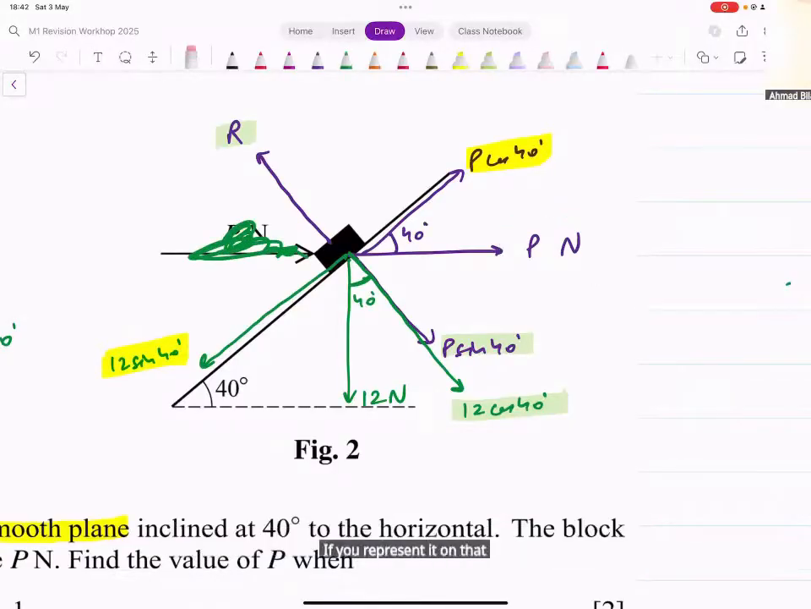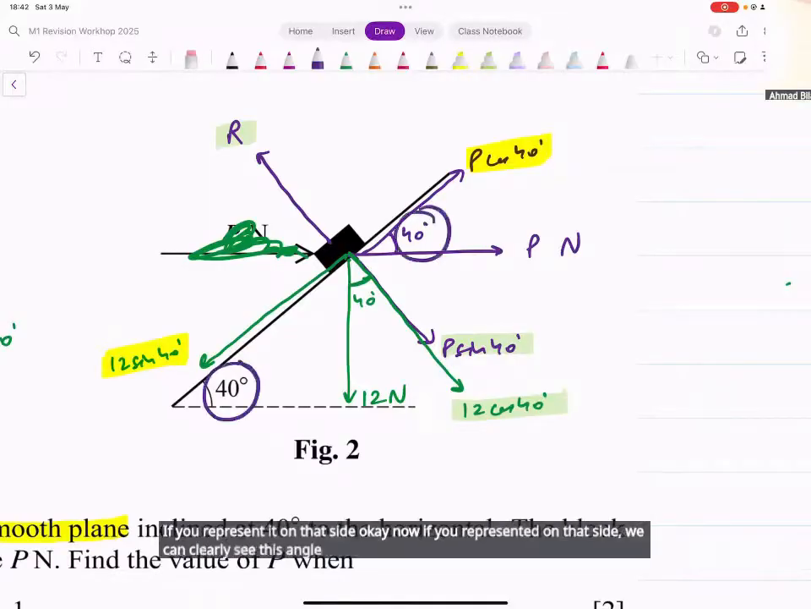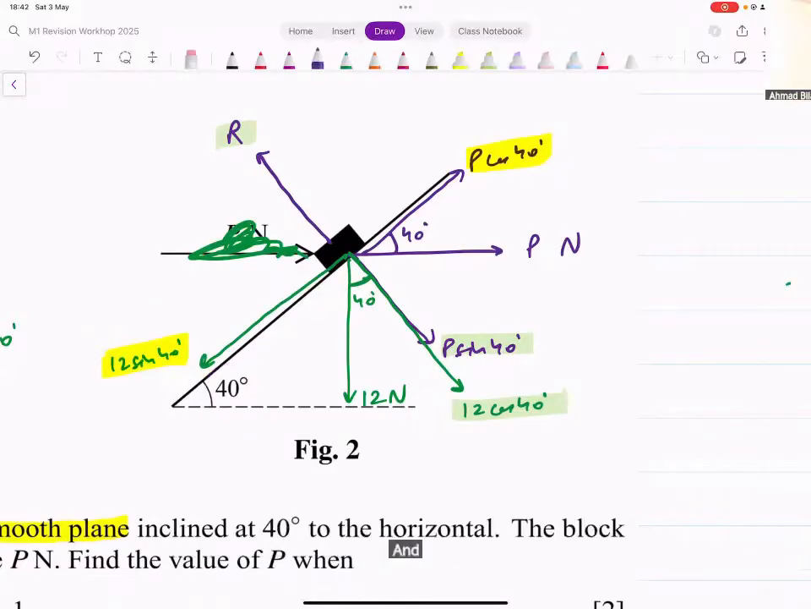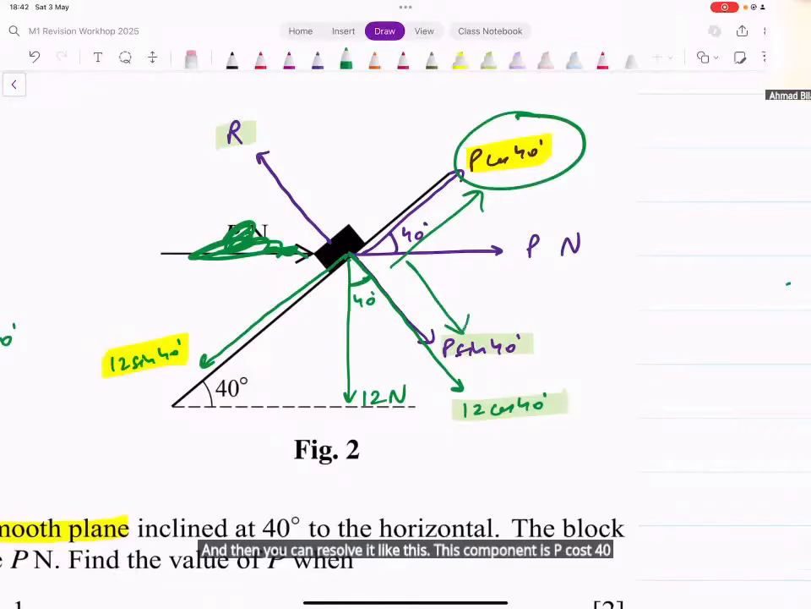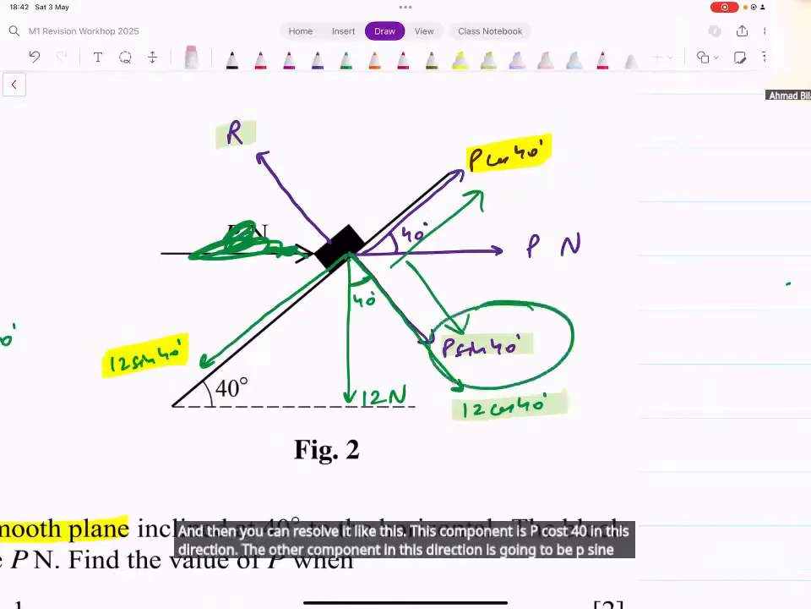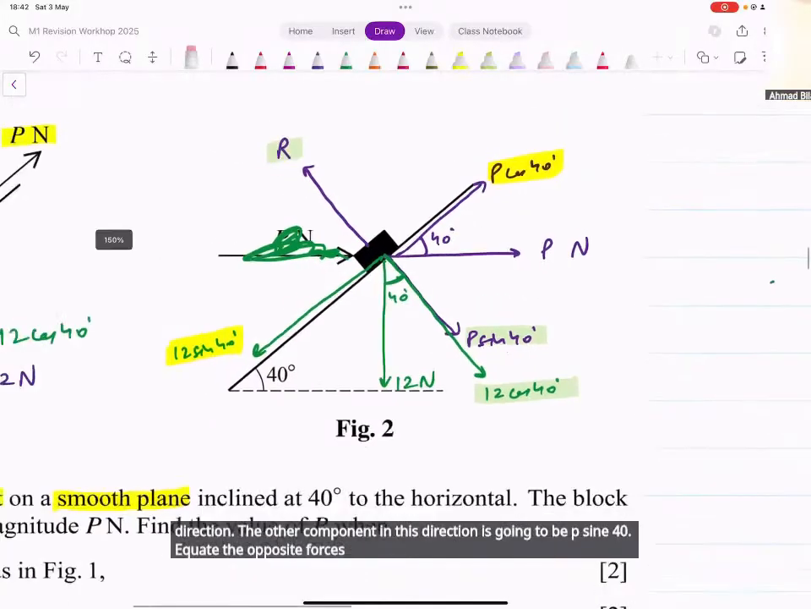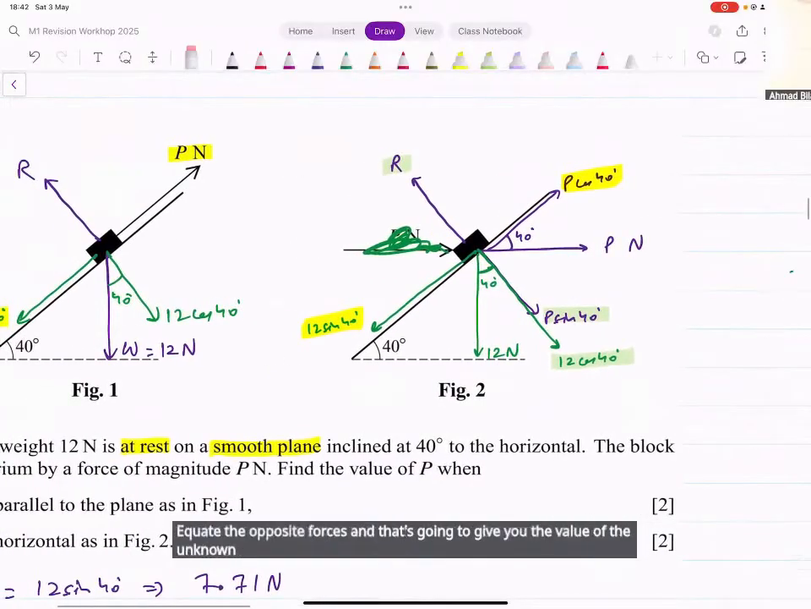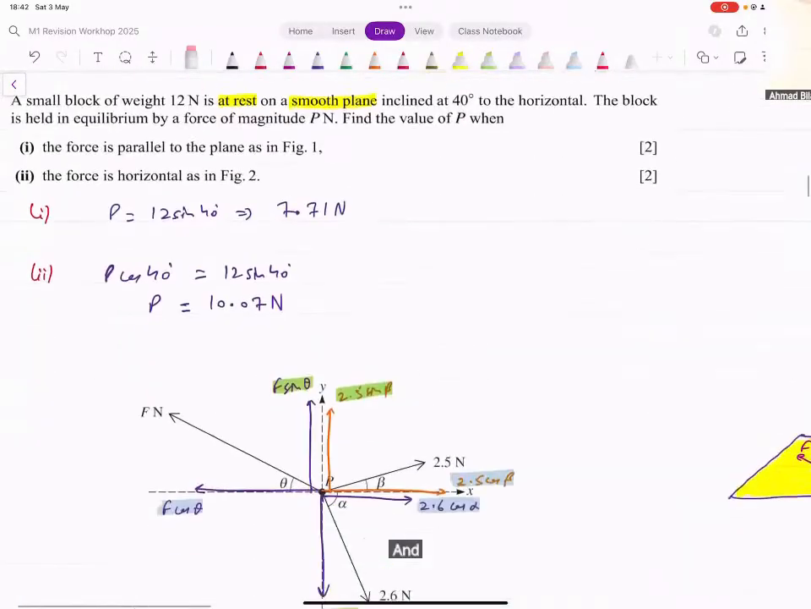Okay. Now, if you represent it on that side, we can clearly see this angle is 40. This angle here is also going to be 40. These are corresponding angles. And then you can resolve it like this. This component is P cos 40 in this direction. The other component in this direction, that's going to be P sin 40. Equate the opposite forces, and that's going to give you the value of the unknown that you have there. And you can find that like this. Okay.